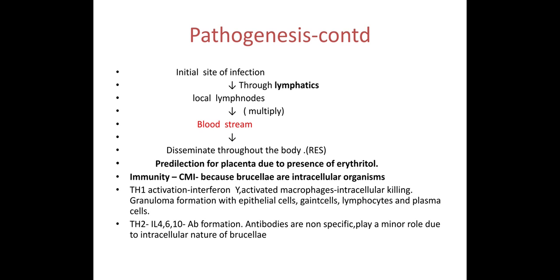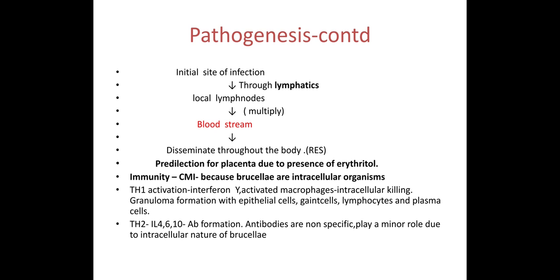Simultaneously, the Th2 cells are also activated, which release interleukin 4, 6 and 10, and they lead to formation of antibodies. The antibodies formed in brucellosis are very non-specific and they do not play a major role in protection. A very minor role is being played by the antibodies in brucellosis. Why does this become important? Because since the antibodies are very non-specific, their detection may not help in diagnosis.